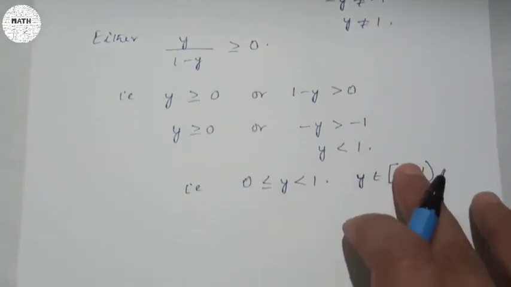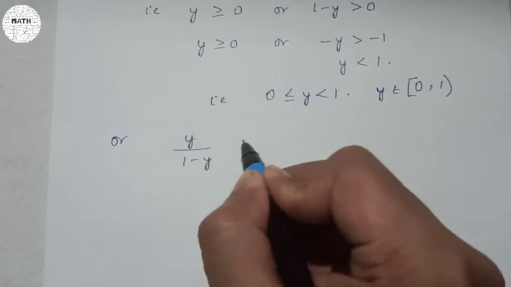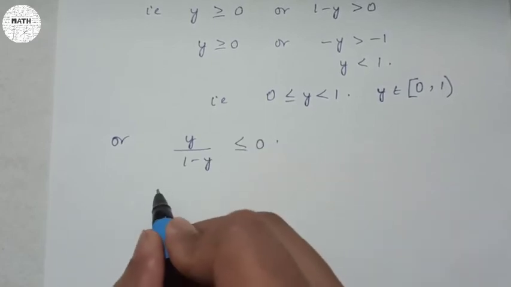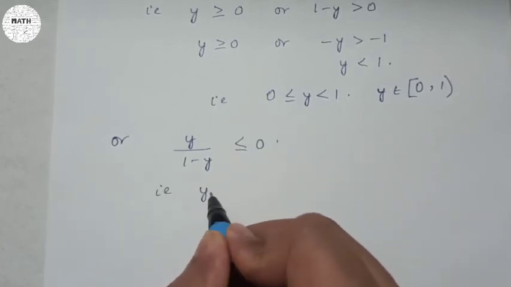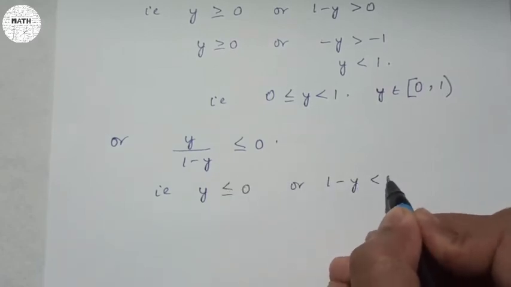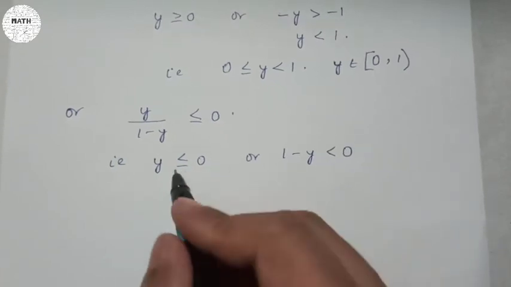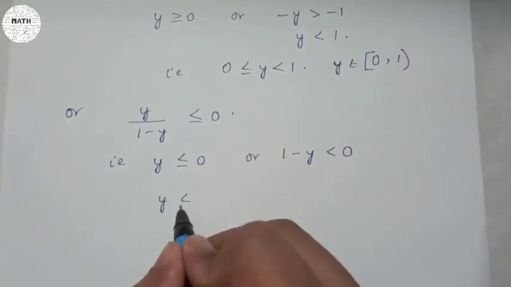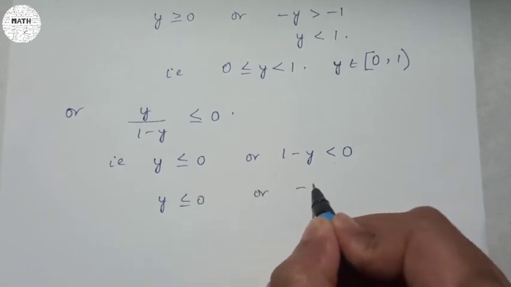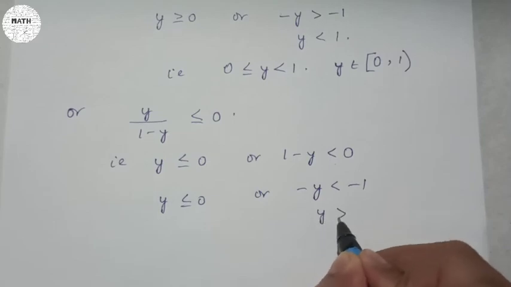Let me go with the negative one. Or y divided by 1 minus y less than or equal to 0. So that is, it will be y less than or equal to 0, or 1 minus y less than 0. Same thing over here also. There's an equal to sign over here, there is none. So it will be y less than or equal to 0, or minus y less than minus 1, y greater than 1.